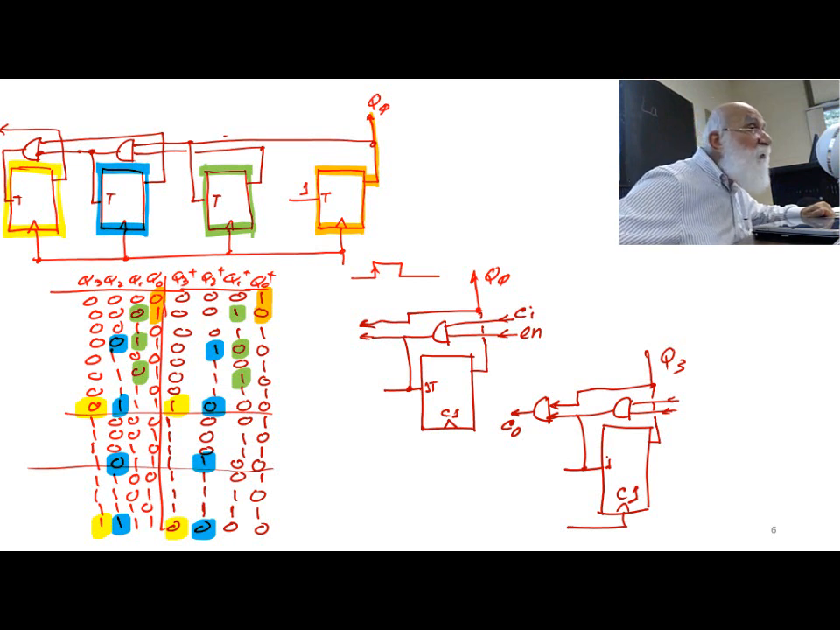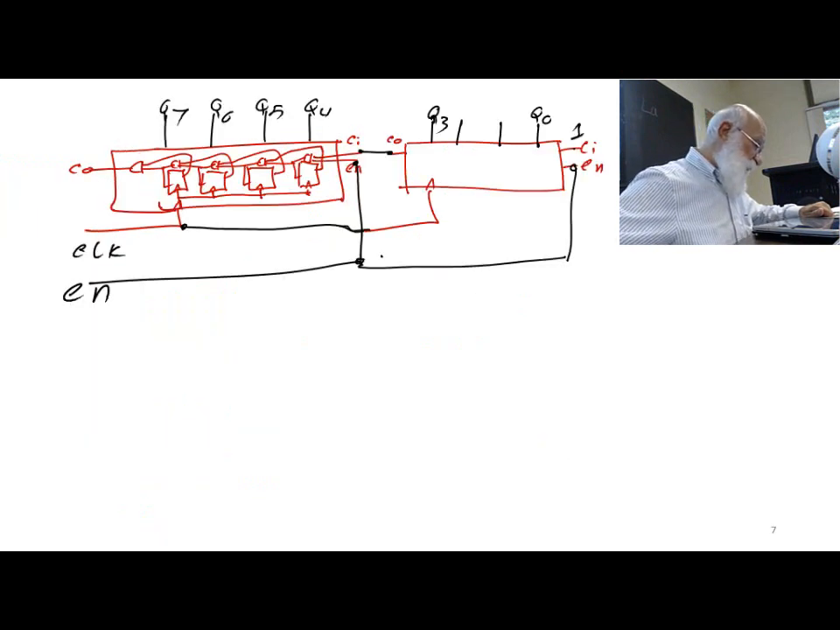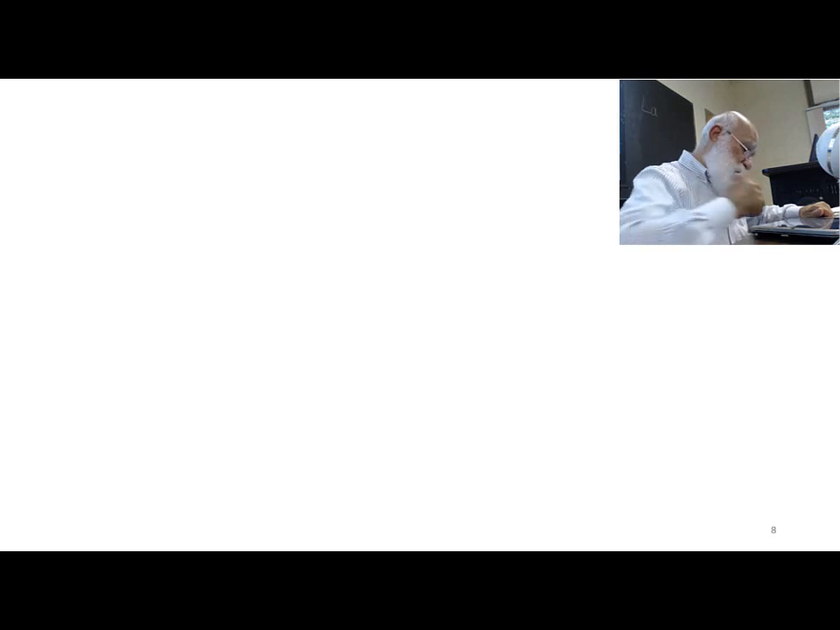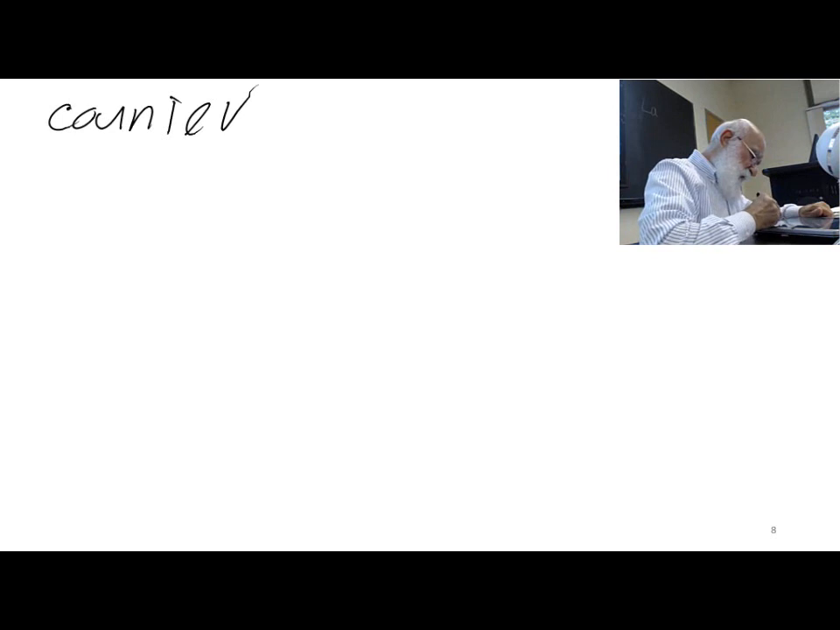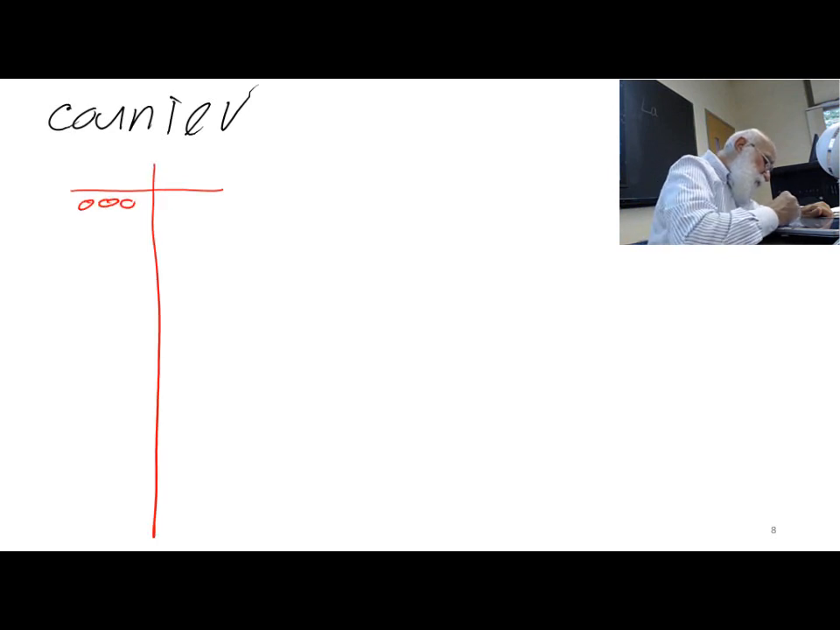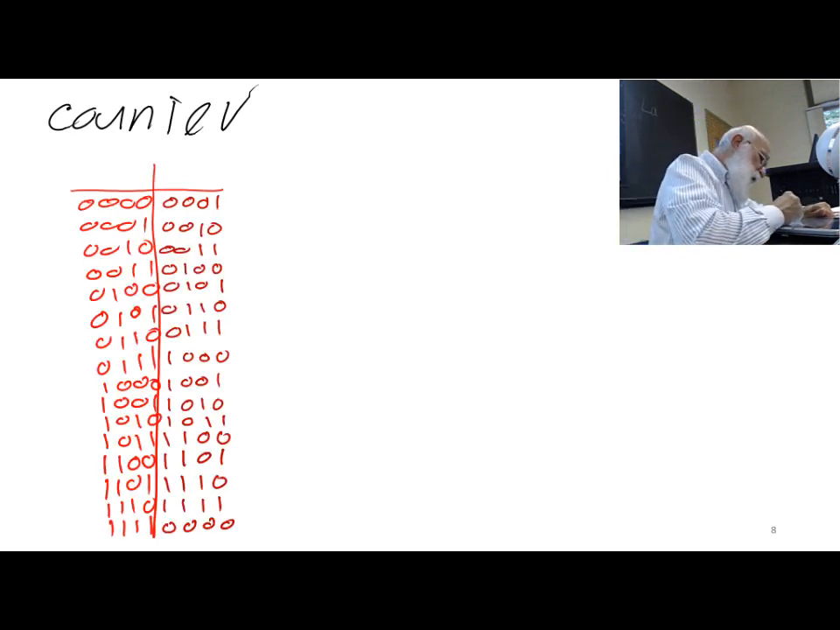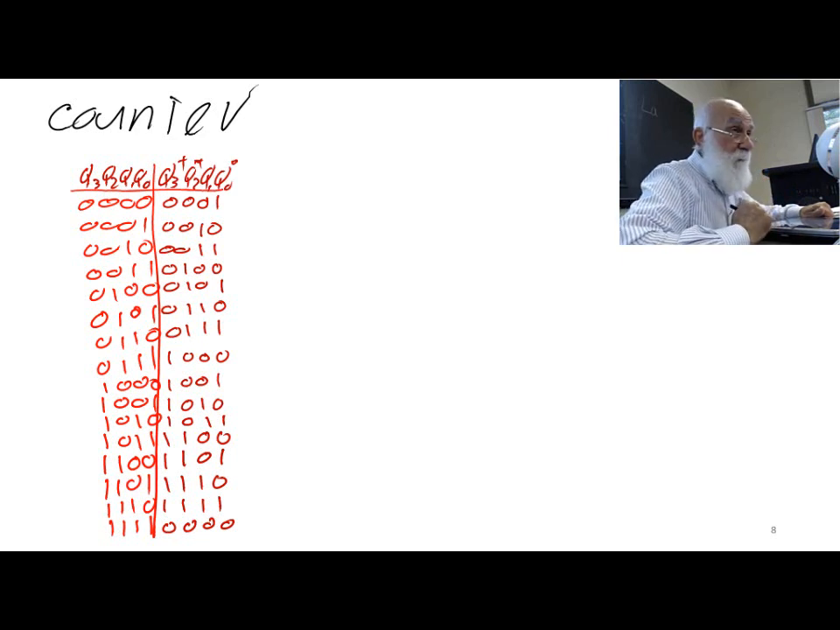I'm going to do another counter for you, a little bit cheaper than this, and then I also show you the problem with it. Okay, so I'm going to go back to another counter here. And I'm going to do the table again. Q3, 2, 1, 0, Q3 plus, Q2 plus, Q1 plus, Q0 plus.